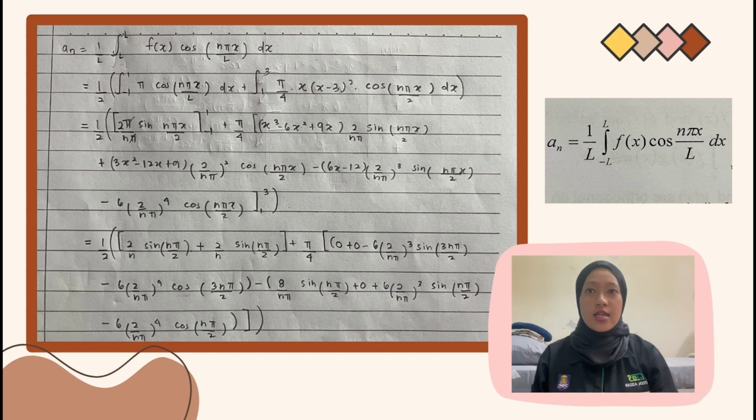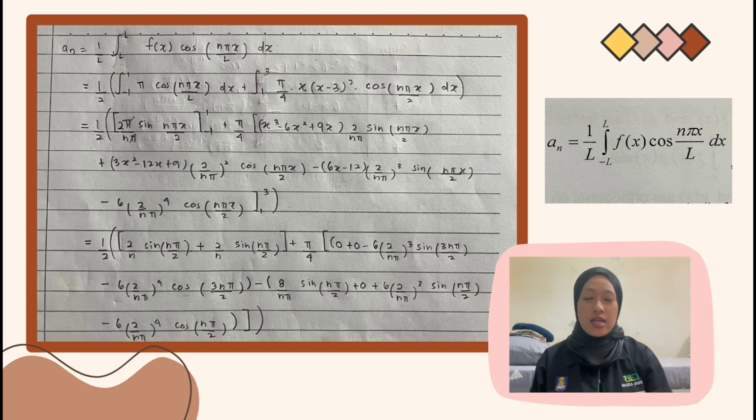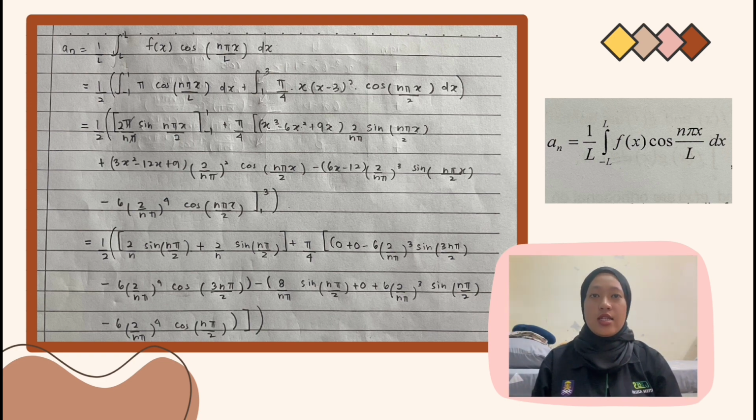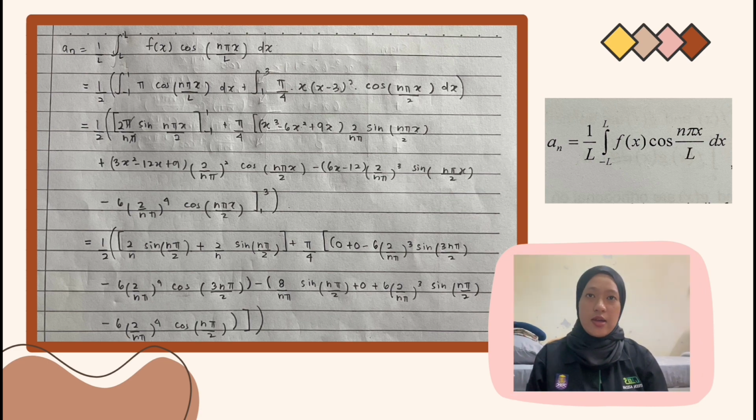So for the second step, if we integrate pi cos(n pi x over L) dx, we will get 2 pi over n pi sine(n pi x over 2). And for the second term, we need to use the technique of integration by parts to solve this problem. So let me explain the integration by parts here.